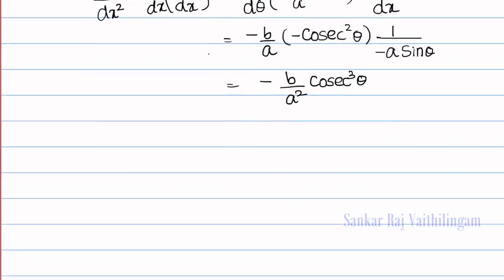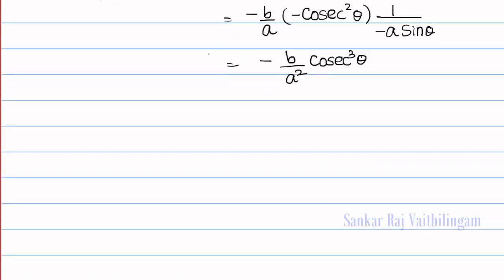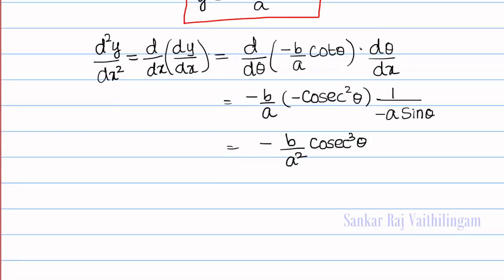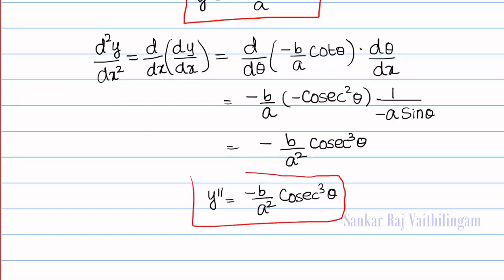Now we need to substitute. So y double dash, which we have calculated, is equal to minus b by a square into cosecant cube theta. So we have calculated y dash and y double dash. Now let us put them in the formula.